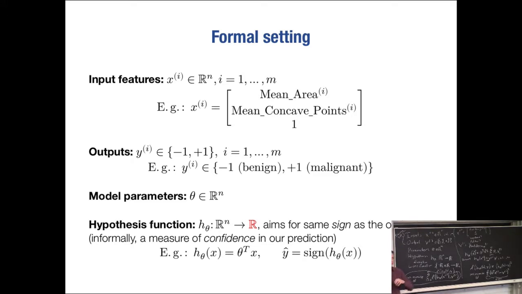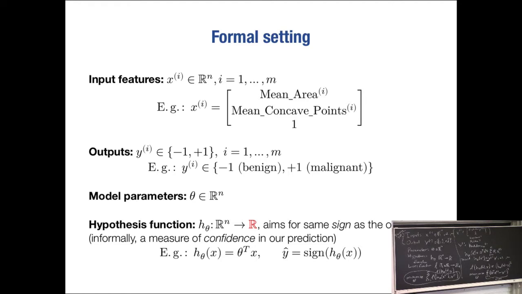Right? So if the number is very positive, then we're very sure that it's going to be a positive class. If it's very negative, we're very sure it's a negative class. And if it's 0, we're not sure either way. Right? So that's actually going to be the formalism. So it's important that our hypothesis actually still maps from R^n to R, even though we're predicting binary values here.